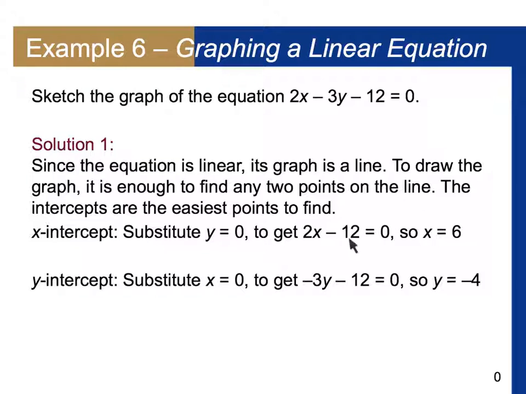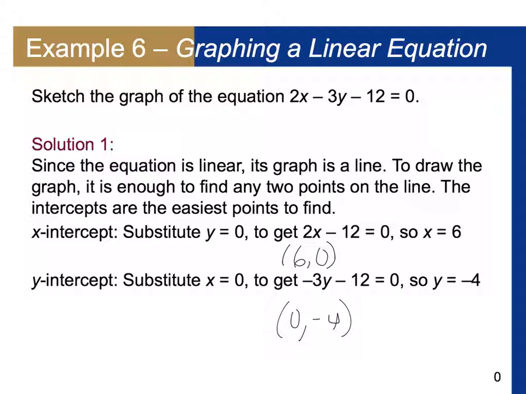Let y equal 0 and solve for x. So when y is 0, that 3y goes away, and we get 2x minus 12 equals 0. That gives us x equals 6. So we have 6, 0 as 1 point. For our y-intercept, we're going to set x equal to 0 and solve. When x is 0, this 2x disappears. We have minus 3y minus 12 equals 0, and that gives us y equals minus 4. So our next point using the y-intercept would be 0, minus 4.